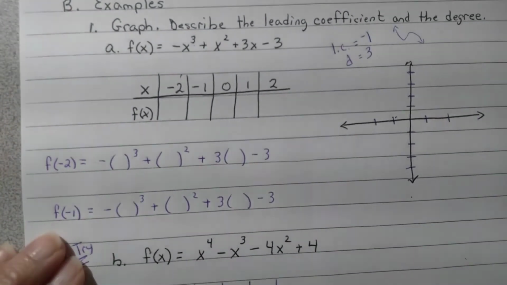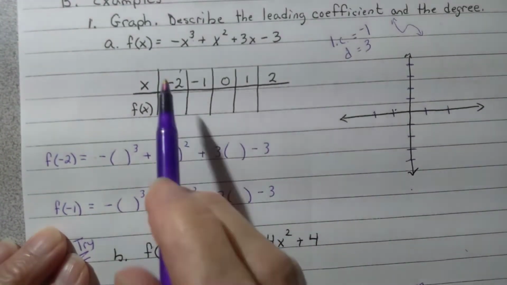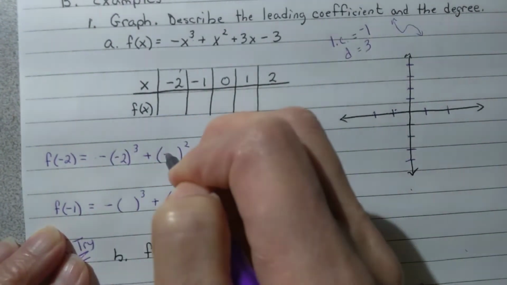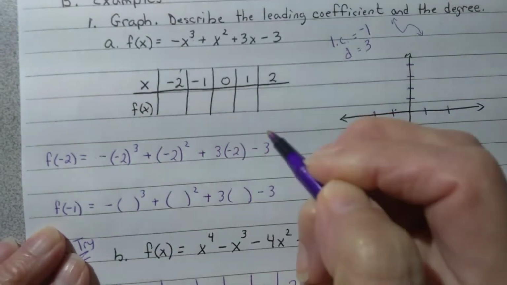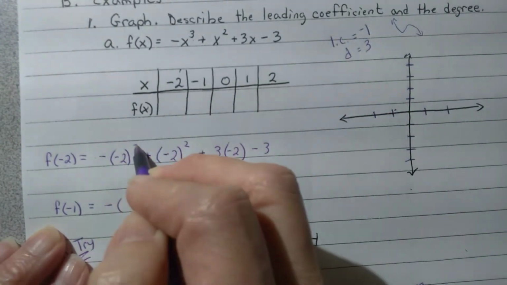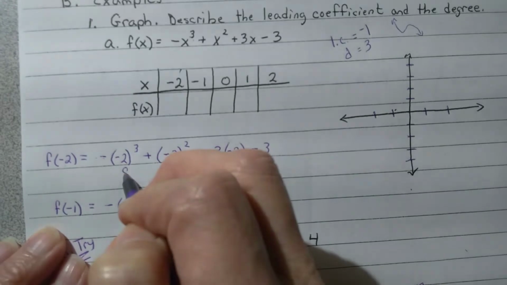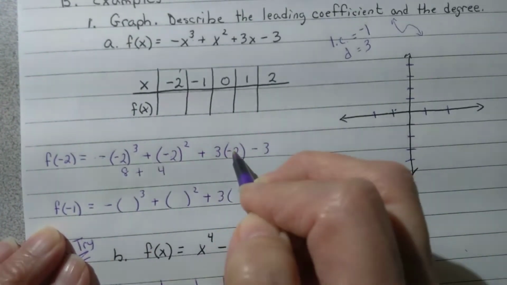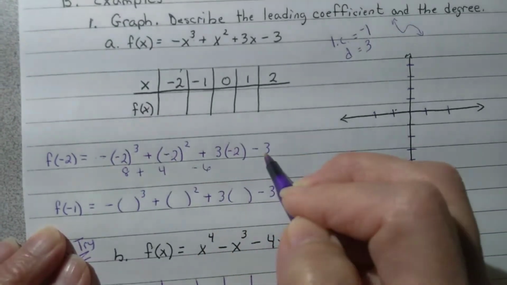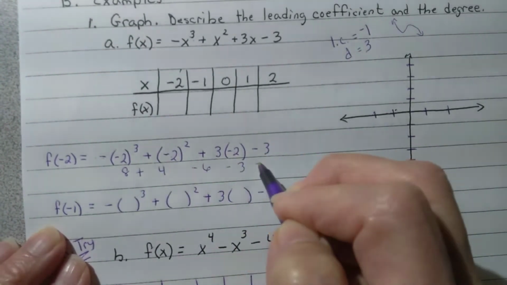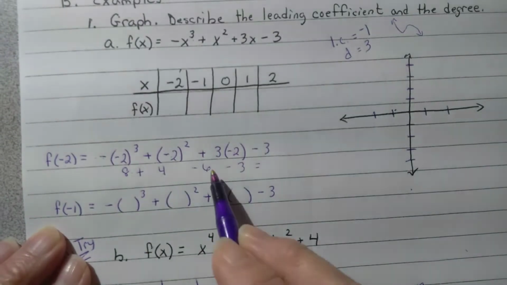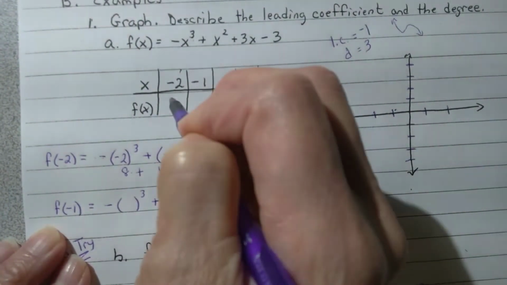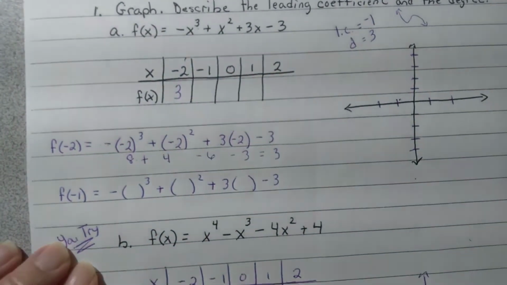And remember how to do that. All we do is we take the first number and we plug it in every time we see a blank space. And we solve that. That's going to be a -8. That makes it a +8. That's a +4. That's a -6. And that's a -3. And if we add those together, we've got 12. -6 is 6. -3 is 3. And we have our first value.